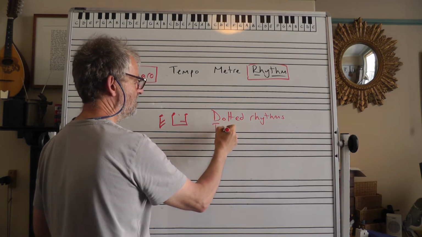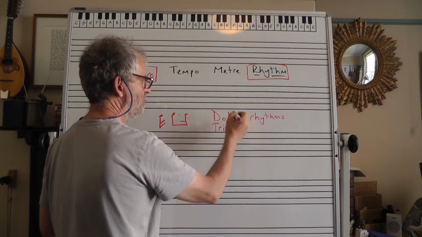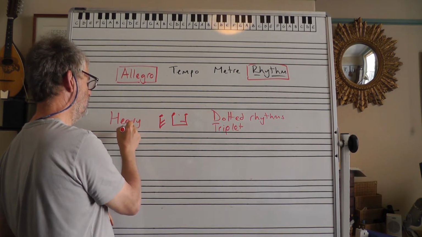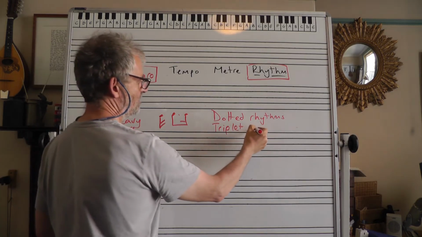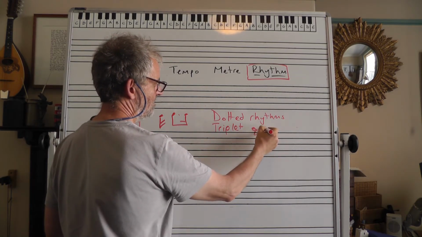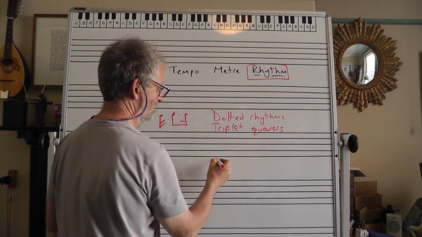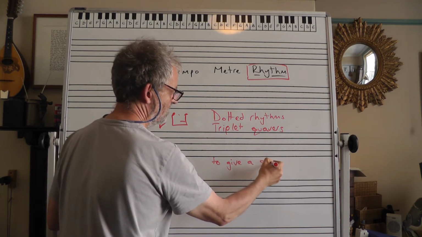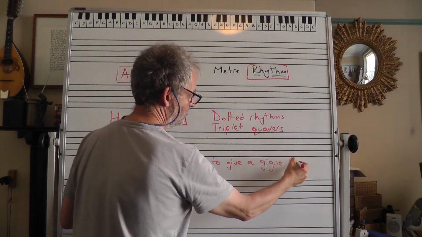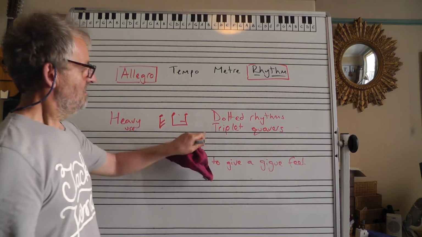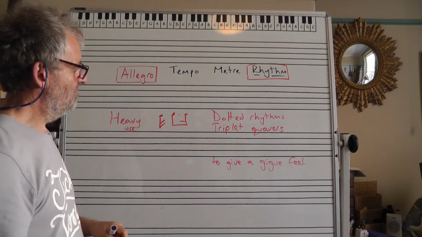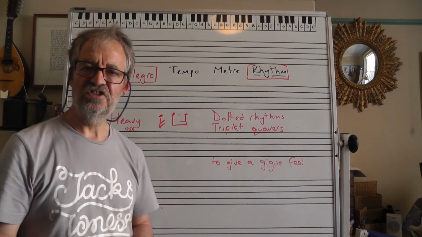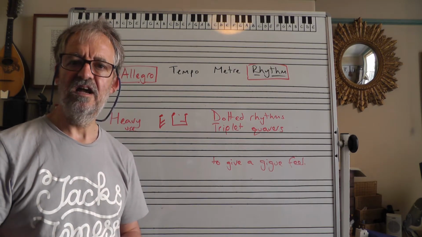And triplet, heavy use, remember, heavy use of triplet quavers. Why? To give a jig feel. So, what else have we got in this piece? Okay, well, remember it's a concerto, it's a show-off piece, especially for the harpsichord.